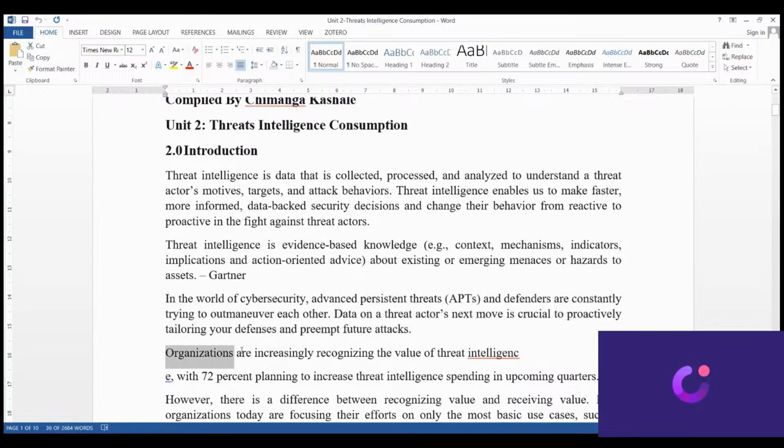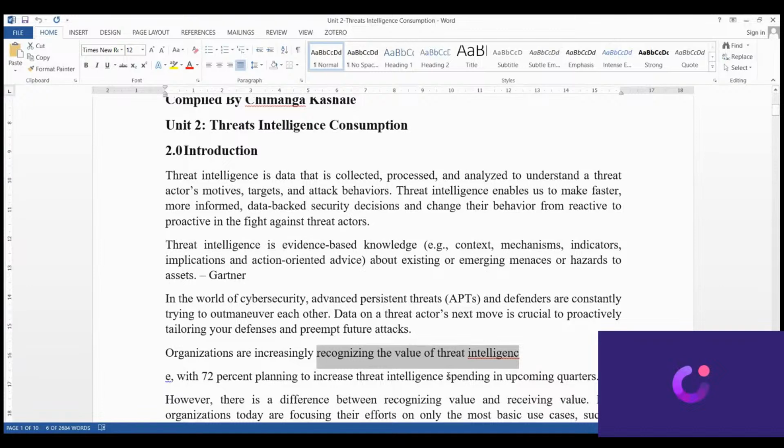Organizations are increasingly recognizing the value of threat intelligence, because they know that without understanding the possibilities, the ways in which these attackers launch an attack, it will be very difficult to fight them. That is why they ensure that they get the correct analysis, for example, with 2% planning to increase threat intelligence spending in upcoming quarters.